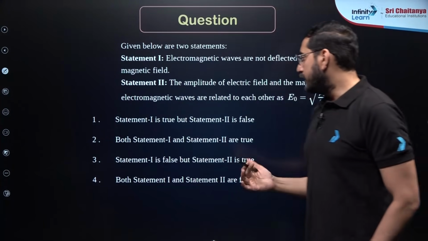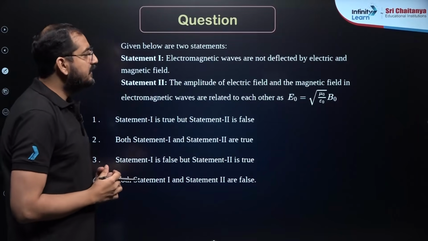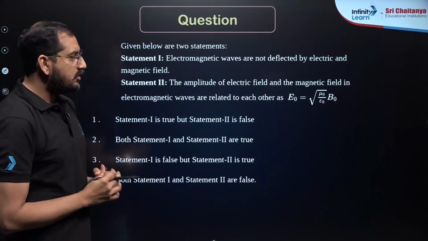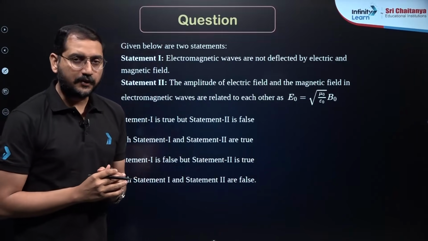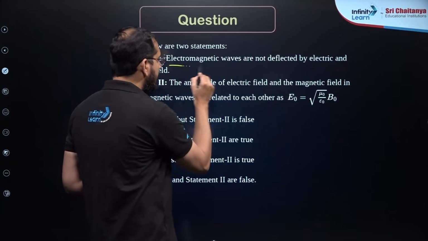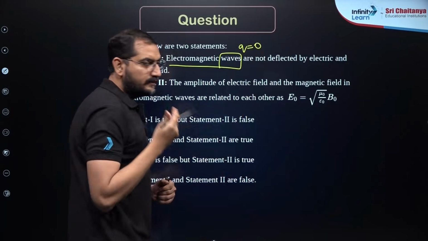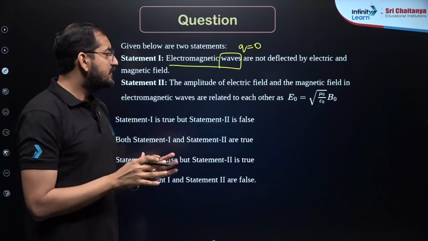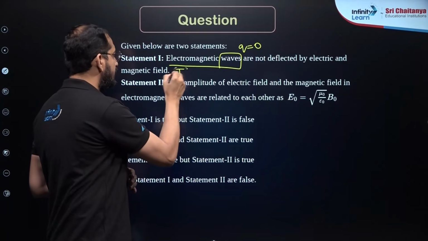For statements 1 and 2, we need to identify which is true and which is false. Statement 1: electromagnetic waves are not deflected by electric and magnetic field. Electromagnetic waves means photons. There is no charge on them. Hence, there will be no interaction with the electric and magnetic field. Statement 1 is a true statement.